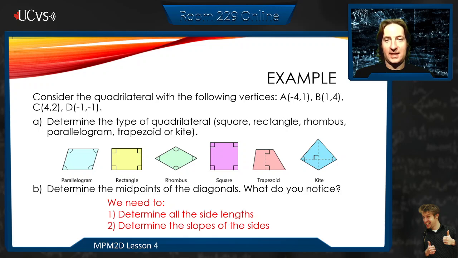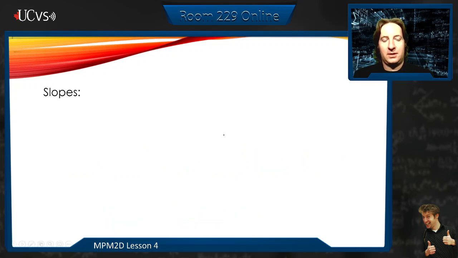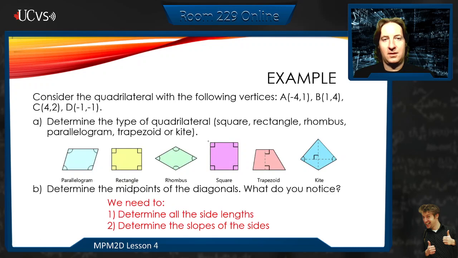Then once we've done that, it asks us to find the midpoints of the diagonals. Diagonals mean the line that connects a vertex to its opposite vertex. Like in this square, for example, this is the diagonal we're trying to figure out. Okay, so to do this, we need to determine all the side lengths and all the slopes.